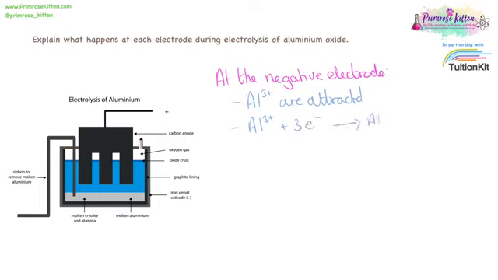and they are going to turn into aluminium atoms. If we use our oil rig, aluminium ions have gained electrons, so they are being reduced. The aluminium can then be removed as a liquid.